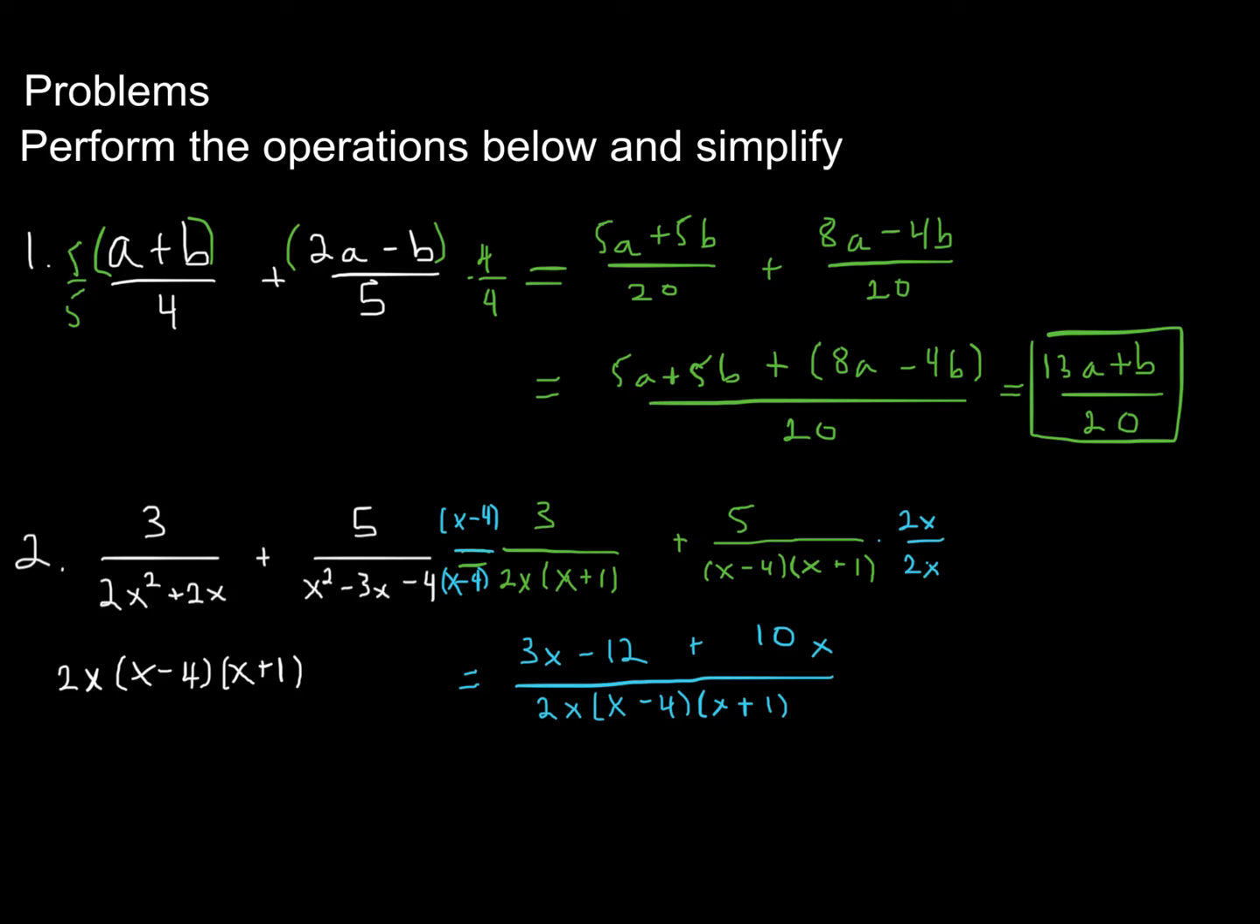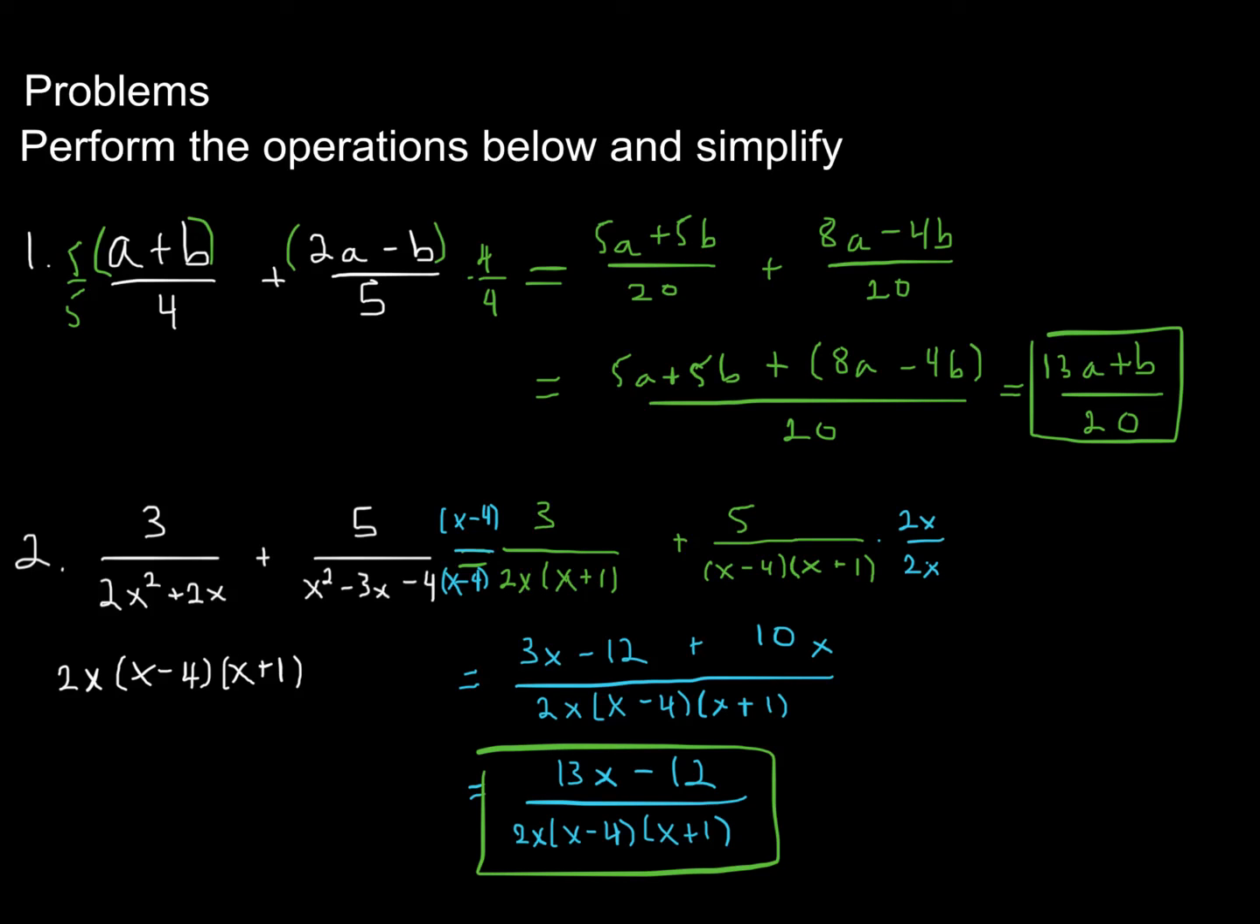Adding some like terms in the numerator to simplify will give me 13x minus 12 over 2x times x minus 4 times x plus 1. And there is my completed answer. Notice that I've left my denominator in factored form, and to show you why I did, I want you to quickly figure out the domain of this expression.